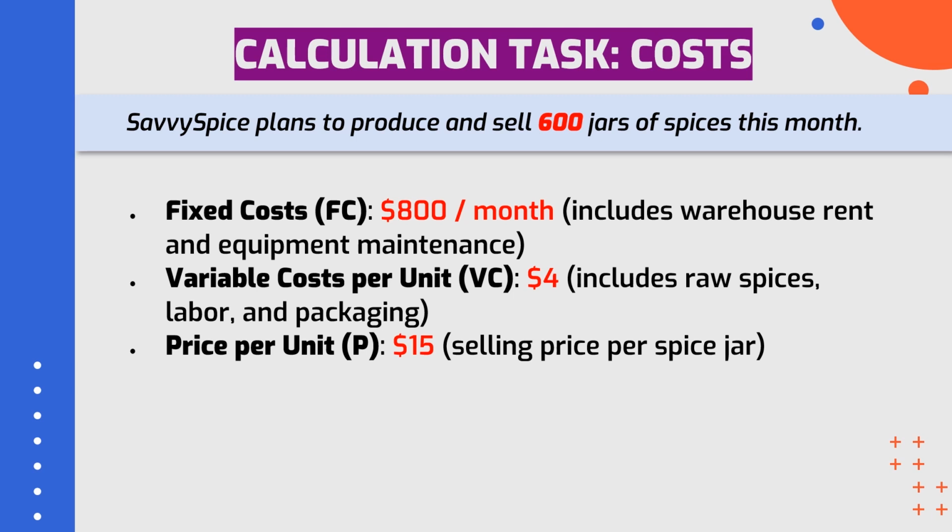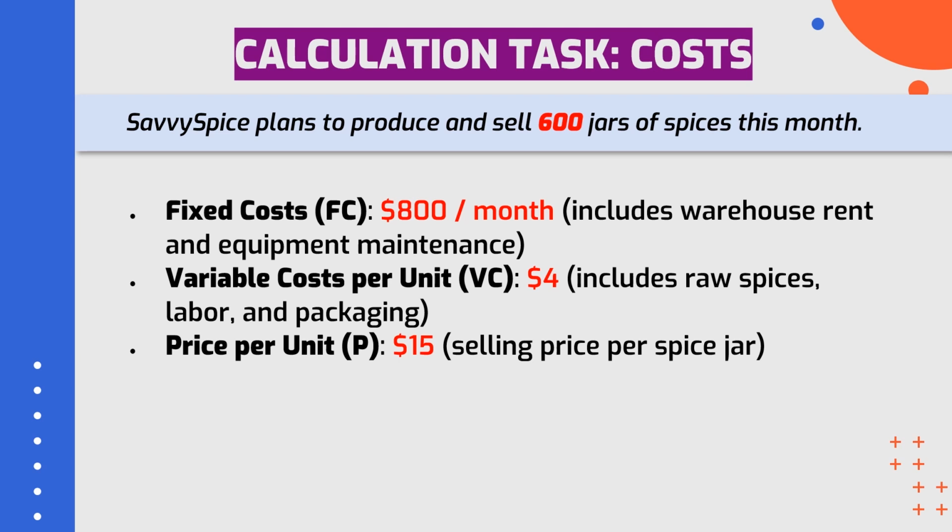So here we have some given data. Let's summarize the information we have. Fixed cost: $800 per month. This includes warehouse rent and equipment maintenance. As for the variable cost, the data provided show that the company spends $4 per jar, which includes raw spices, labor costs, and packaging.